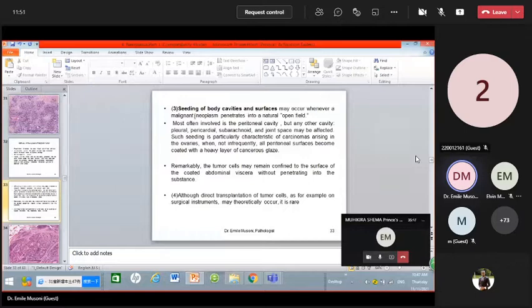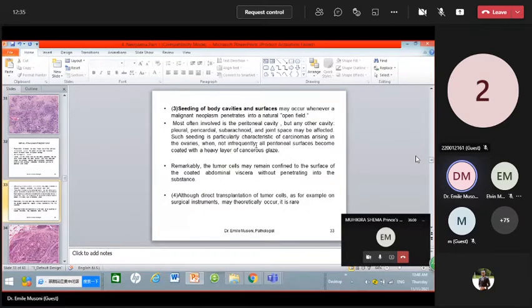There is what we call seeding of body cavities or surfaces. This one may occur whenever a malignant cell penetrates into a natural open field. For example, through the peritoneal cavity. Most of them involve the peritoneal cavity, but other cavities like pleural, pericardial, subarachnoid, and joint spaces may be affected. Such seeding is particularly characteristic of carcinoma arising in the ovary, and then through the peritoneum, they can reach other sites.